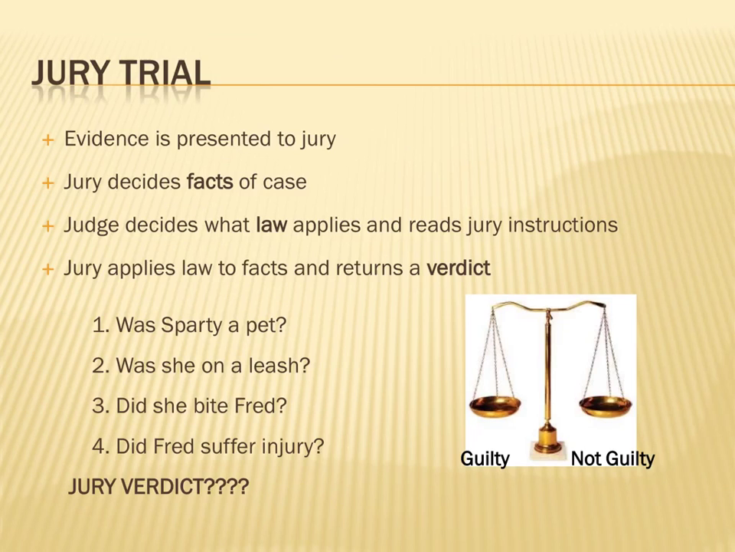Now, the defense can also put on a case. So, for example, if you want to tell the jury that Fred threw a stick at Sparty and provoked her, then you can put a witness on the stand. You could take the stand, or you could have another witness take the stand. Since ours is a criminal case, however, you don't have to put on any evidence at all. The prosecution must prove its case beyond a reasonable doubt, and you don't have to put on any witnesses or any testimony.